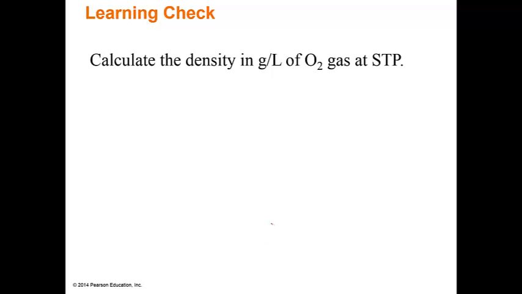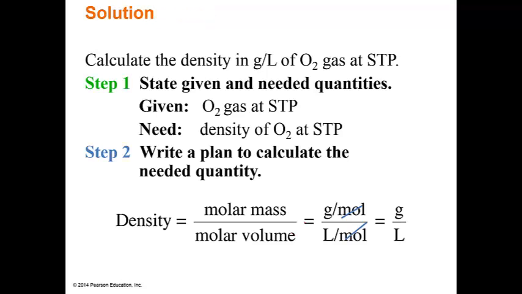All right, so it says calculate the density in grams per liter of oxygen gas at STP. State the given and needed quantities. We need to know the amount of O2 gas at STP, and we need to know the density of oxygen at STP. So we've got to write a plan. Well, we know density is mass over volume. The moles will cancel, so that's going to give us grams per liter.